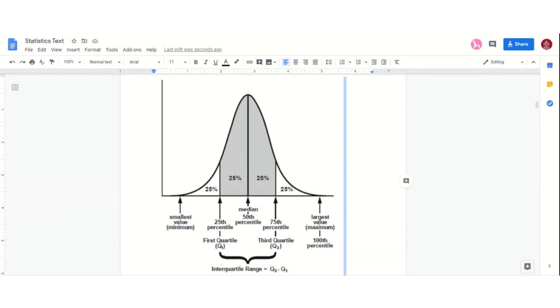And on the other side of the median, all the way up to the highest value, the third quartile splits that. So that graph is split into 4 equal parts, 4 quarters. Okay.